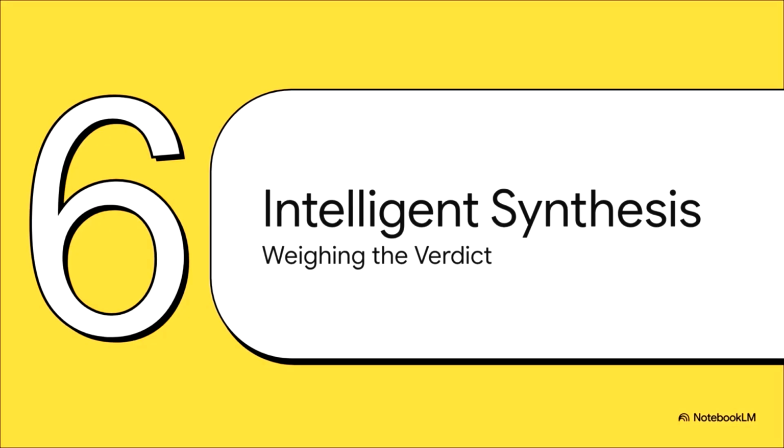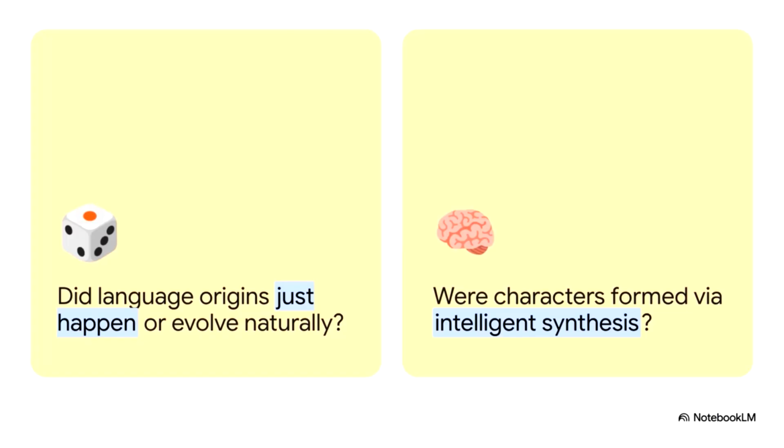Finally, Section 6, Coincidence or Intelligent Synthesis, weighing the verdict. The authors essentially contrast two possible explanations for these wild linguistic parallels. On one hand, you have the traditional theory that language origins and character formation just happened or just evolved over time through natural, unguided processes. But on the other hand, Kang and Nelson propose what they call intelligent synthesis. This is the idea that the ancient Chinese deliberately, painstakingly engineered these characters to immortalize their historical and theological origins.